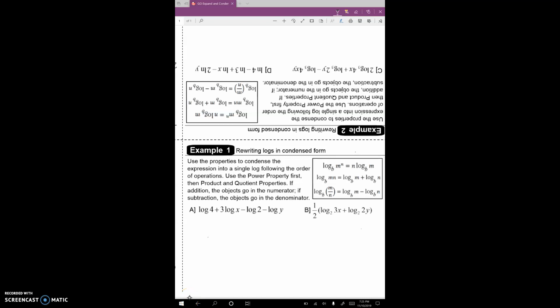We're going to start with example 1. We are going to be rewriting logs in condensed form. Condensed form is just a way to shrink them into one log.